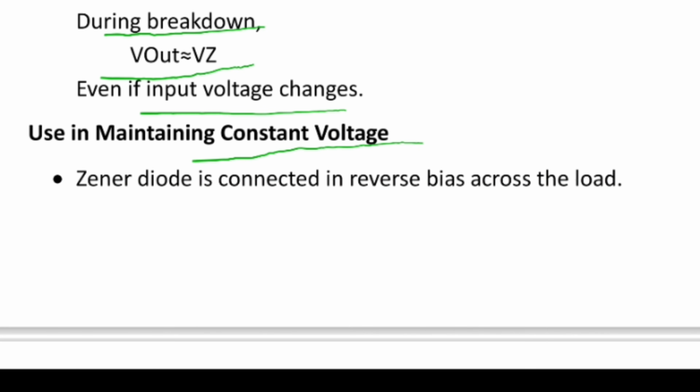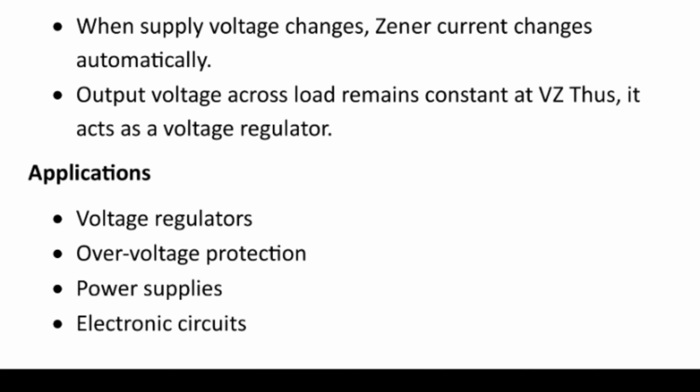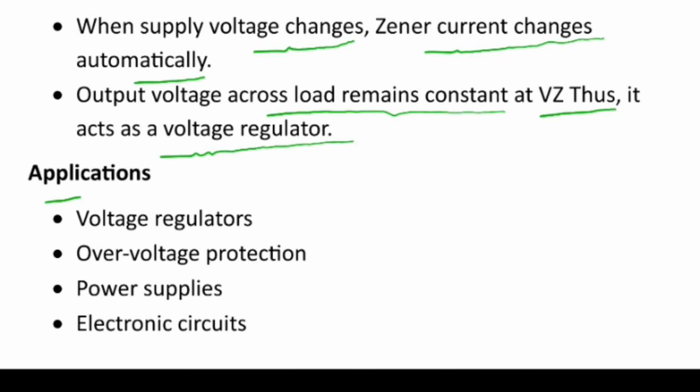What is the use of maintaining constant voltage? A Zener diode is connected in reverse bias across the load. When the supply voltage changes, the Zener current changes automatically, so the output across the load remains constant at VZ, and thus the diode acts as a voltage regulator. Coming to applications, we can use it for voltage regulation, overvoltage protection, power supplies and electronic circuits.